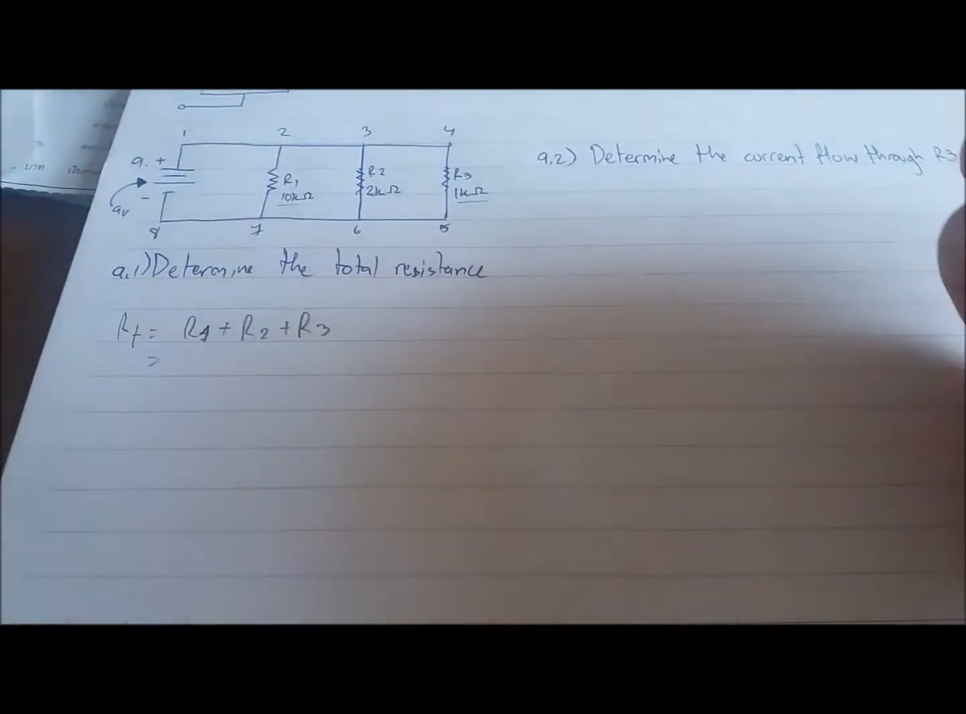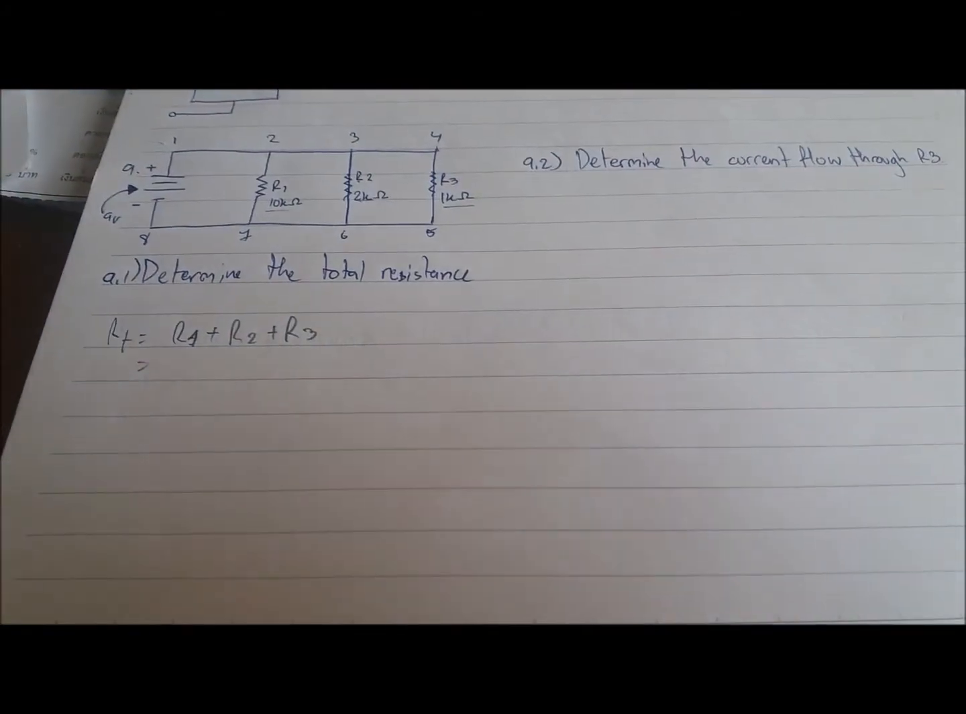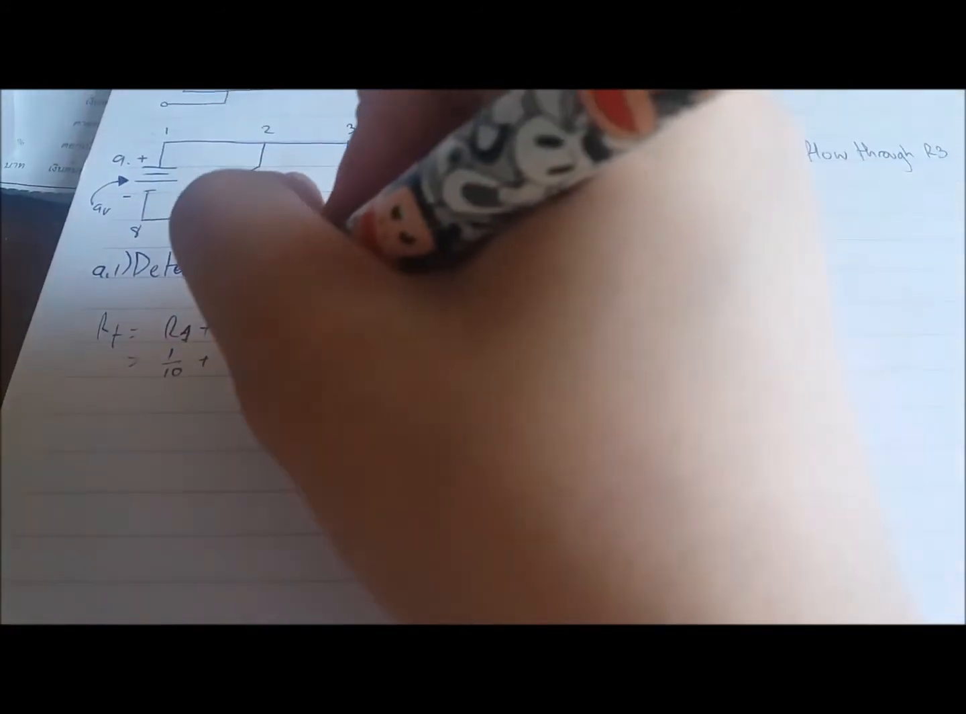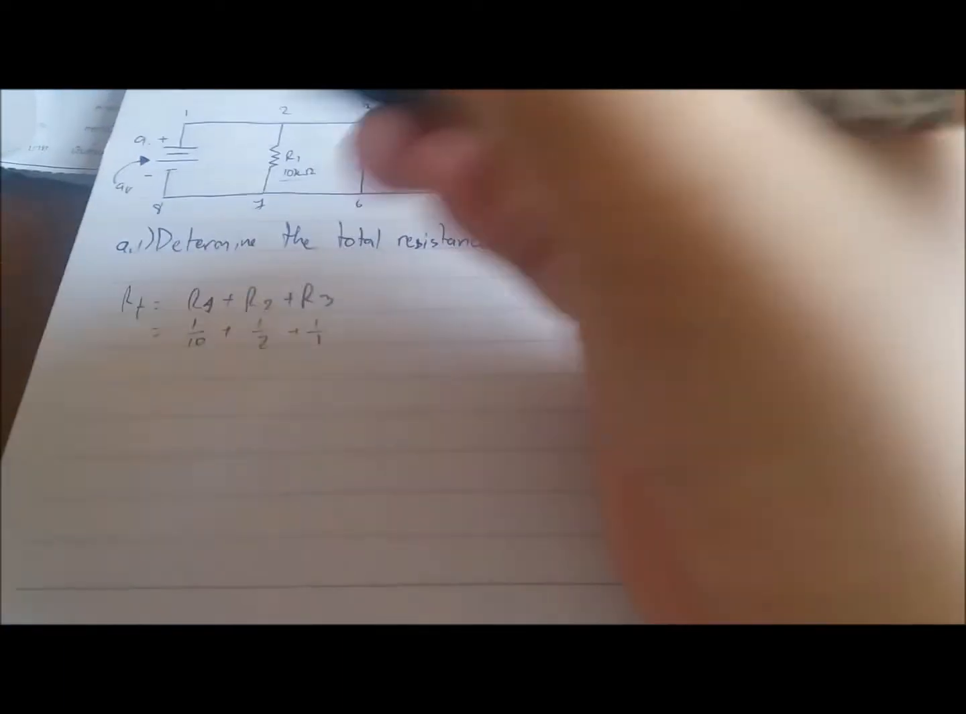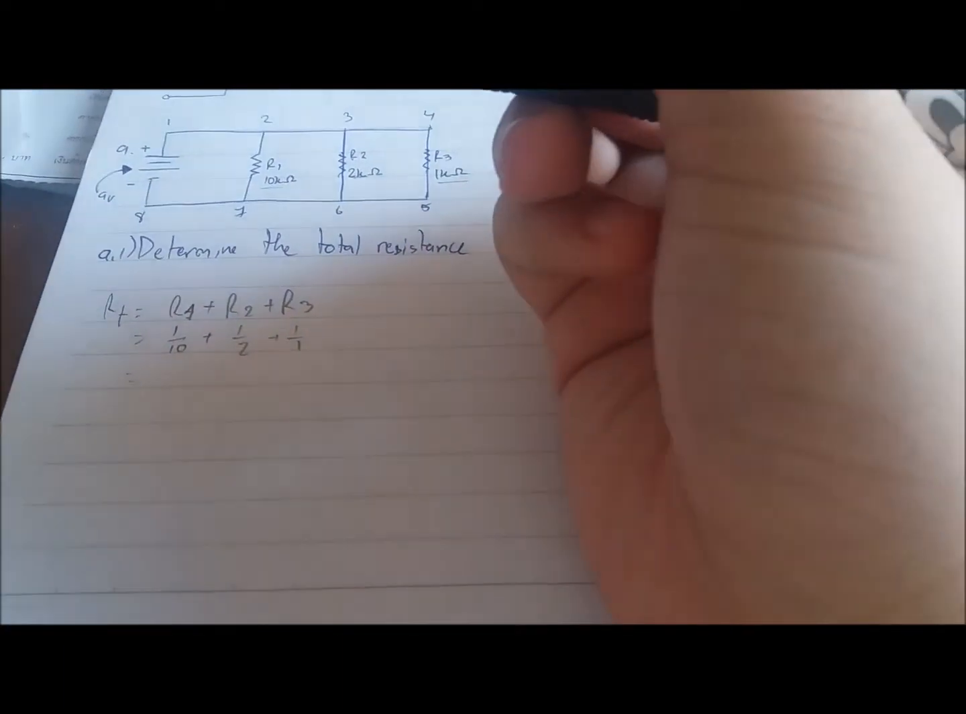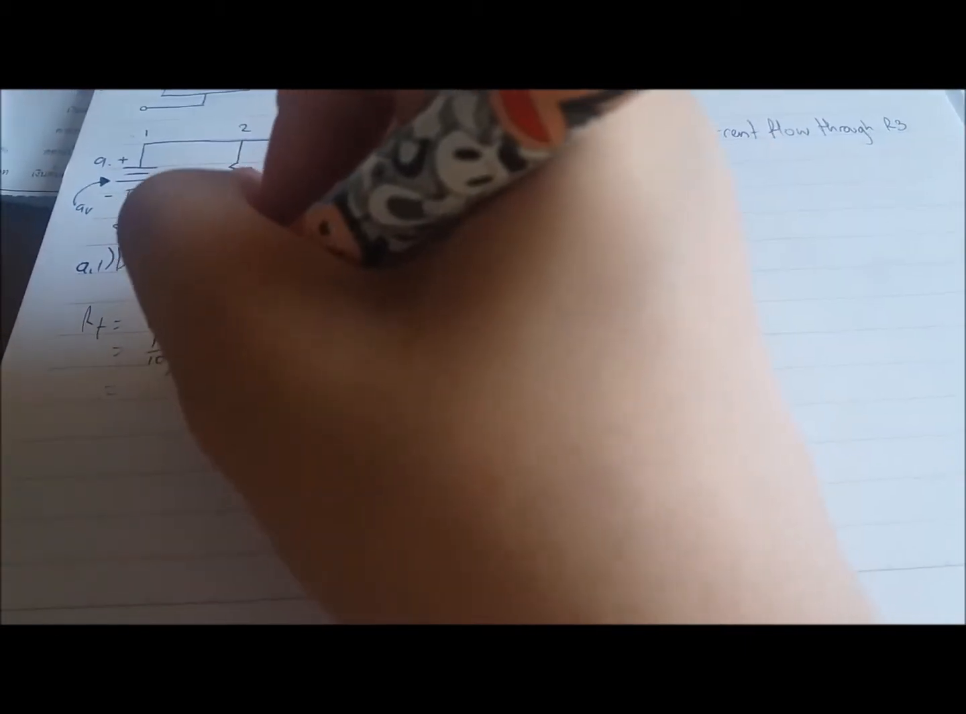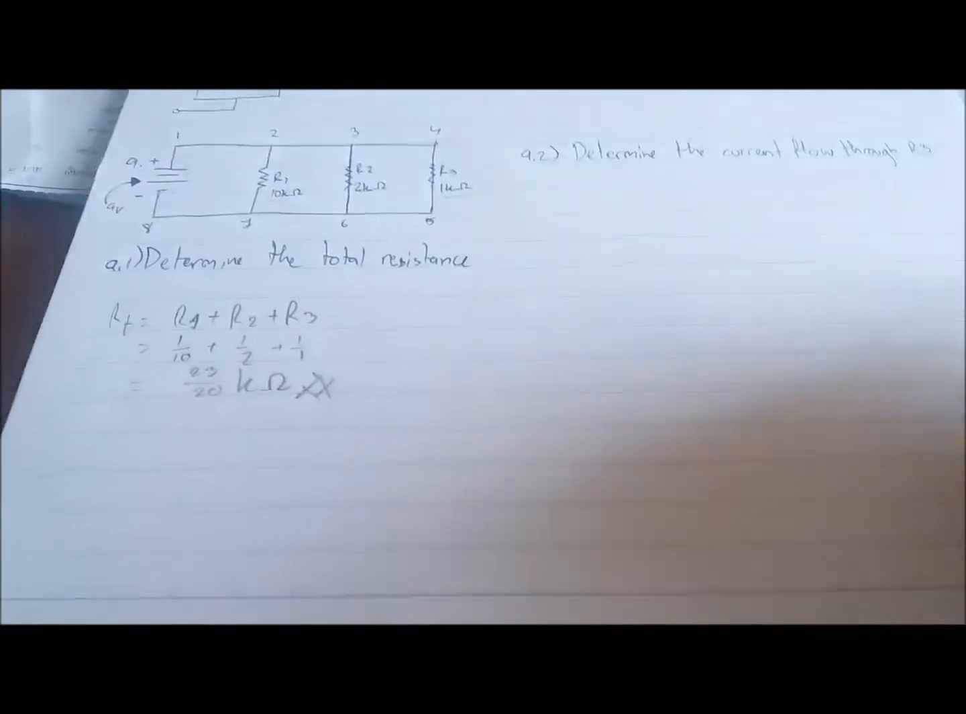We're going to change it into a fraction, which is 1 over 10 plus 1 over 2 plus 1 over 1. And then in total, we got, let's see here, 23 over 20 k ohms in total for number 1.